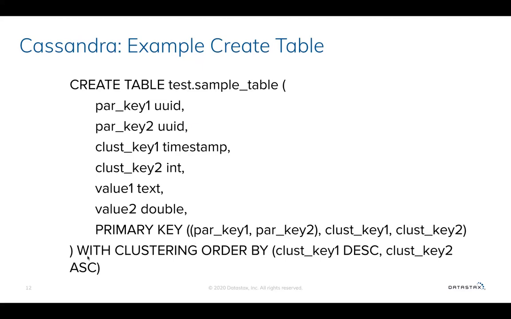And then, as we stated previously, you can easily state that the clustering key can be ordered, and you can say that clustering key one, I want to order descending, and then clustering key two, I want to order ascending. So, just want to reiterate how much similarity there is between this and SQL. Just want to ensure that Cassandra drives a lot of its user interaction and application interaction through an SQL-like language, which is Cassandra Query Language.